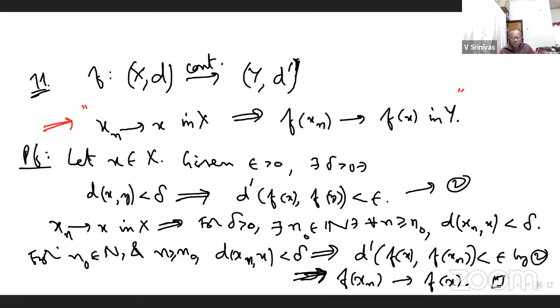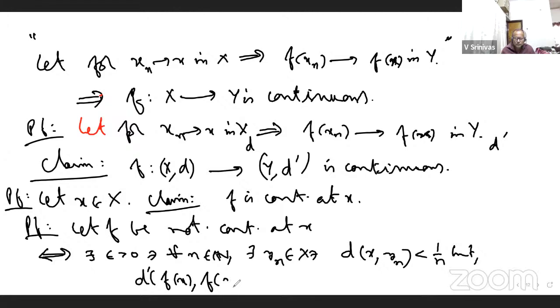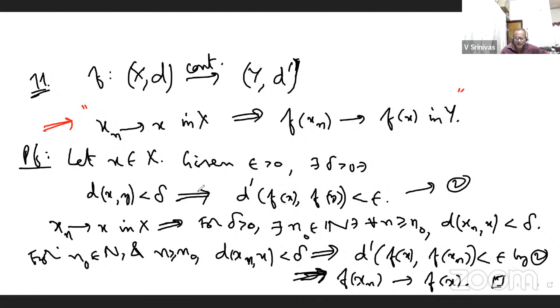So for every natural number n, there exists a yn in capital X such that d of x comma yn is less than 1 by n, but d dash of f of x comma f of yn is greater than or equal to epsilon. Okay. See here, I'm writing the negation of 2. So there is this epsilon positive such that for every delta positive, in place of delta, I will take delta equal to 1 by n, where my n is any natural number.